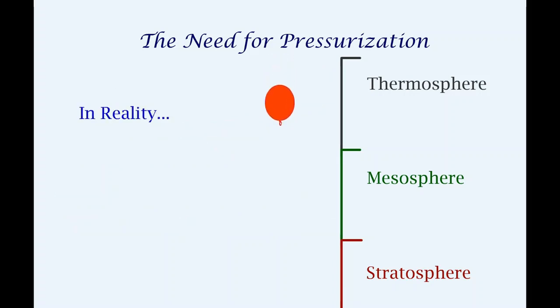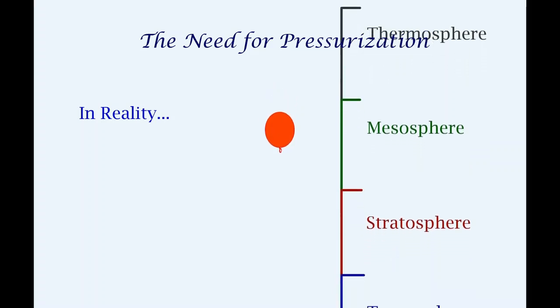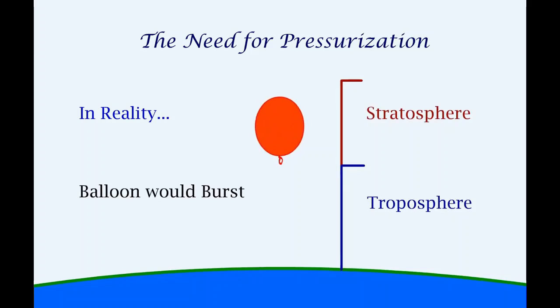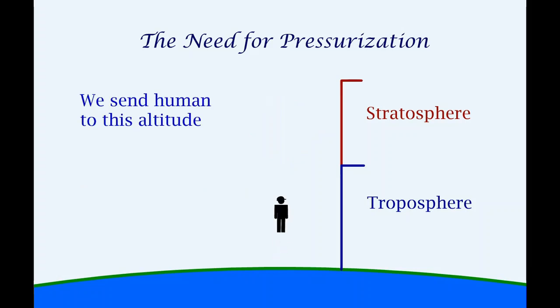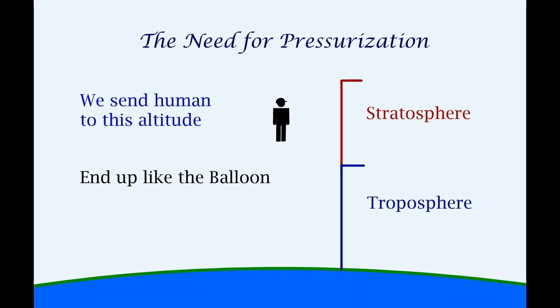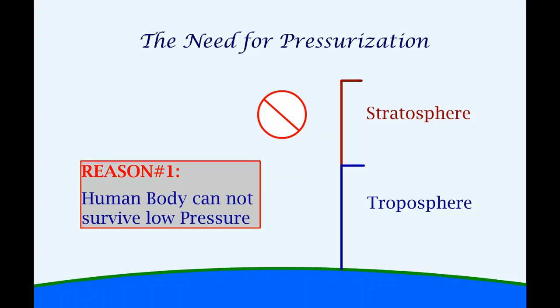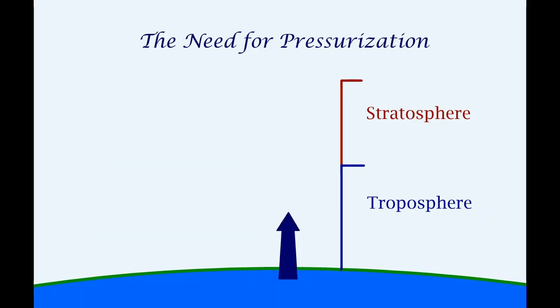But in reality, the low pressure in the stratosphere layer itself will cause the balloon to burst due to the pressure difference. Now, if we send a human to this altitude, the result would be the same as the balloon. Since the ambient pressures are too low, we have one reason why pressurization is required. The human body cannot withstand low pressures.